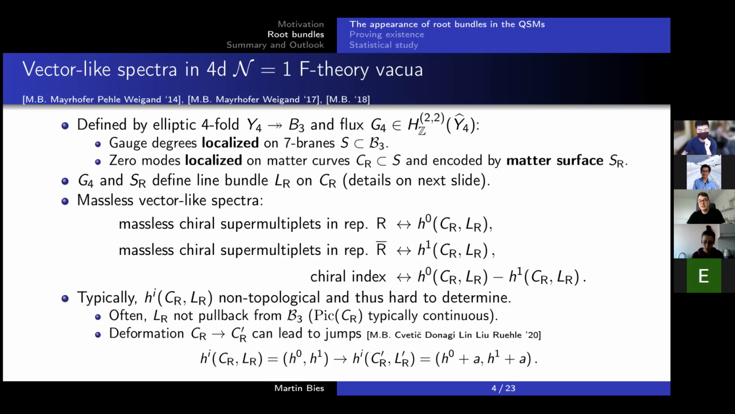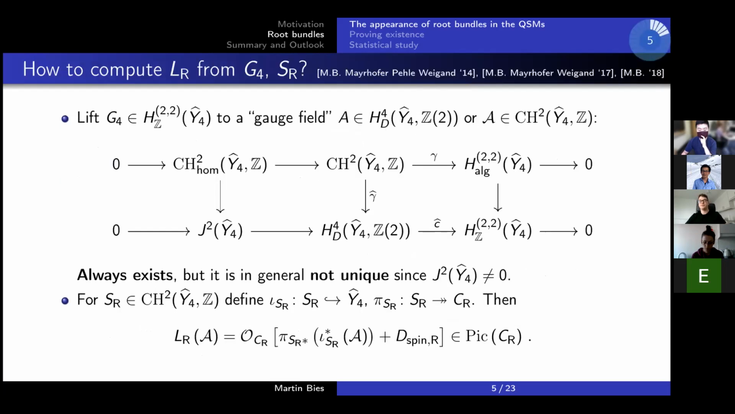that is the chiral index as a topological quantity. That is typically easy to determine, but finding the H0 and the H1 individually is typically hard because it's non-topological. So with that said, let me zoom in on the machinery a little bit further, namely tell you how actually this G4 and matter surface give you the line bundle in question.